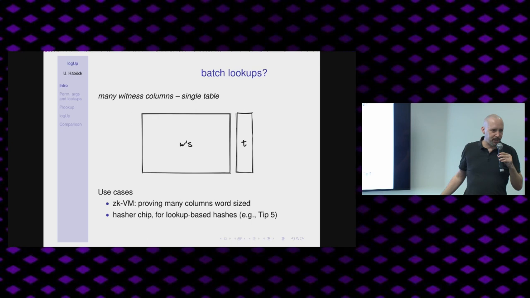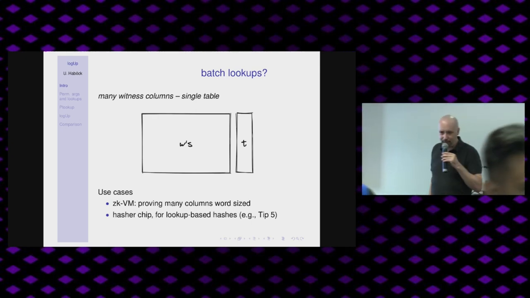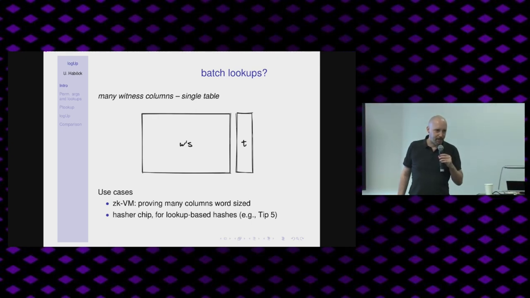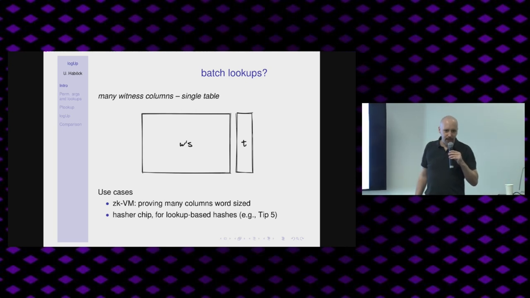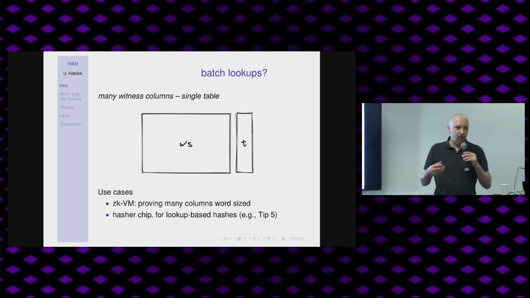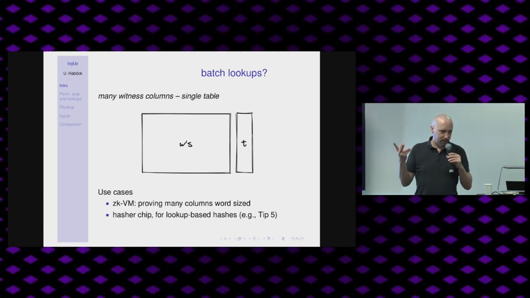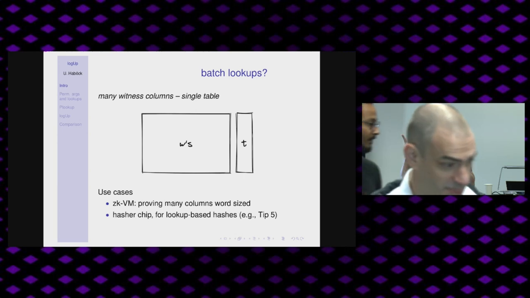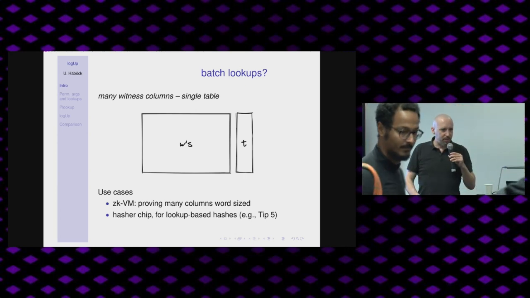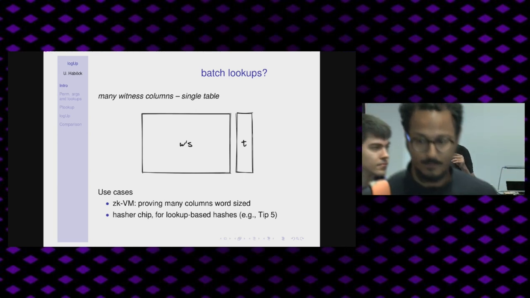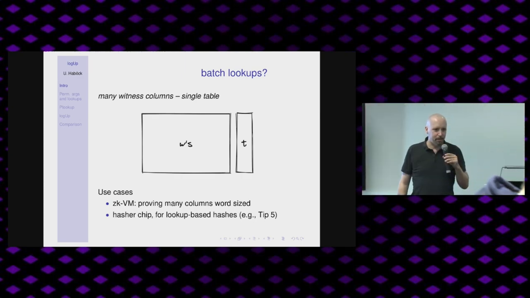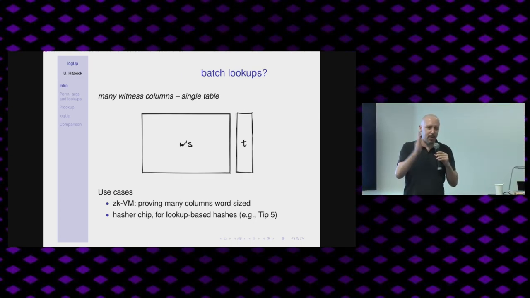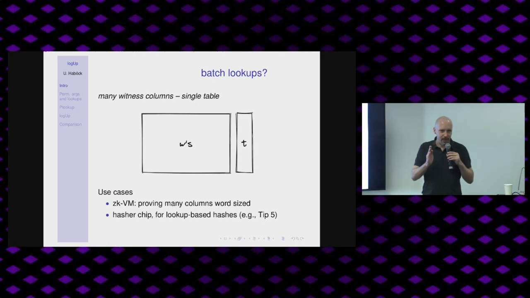And this situation arises specifically when you deal with zkVMs. Just consider, typically what you need to prove for certain columns of a zkVM, if not many, is that every entry in each column is, say, a 16-bit word. So you have many columns subject to one and the same range proofs.